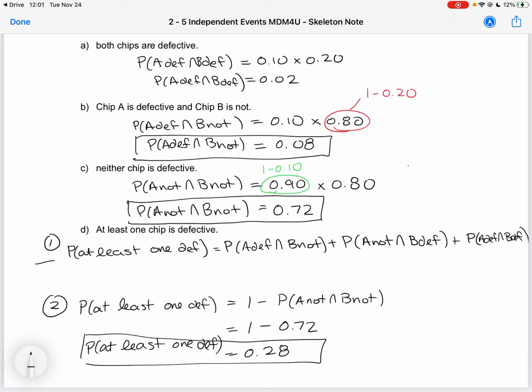If you check using the direct counting method, you will also get 0.28. Good way to verify that you're actually getting the correct answer.